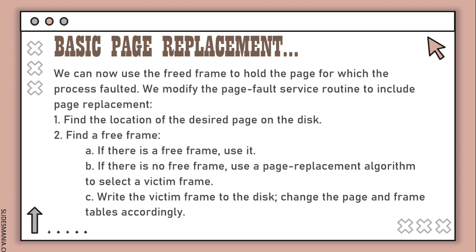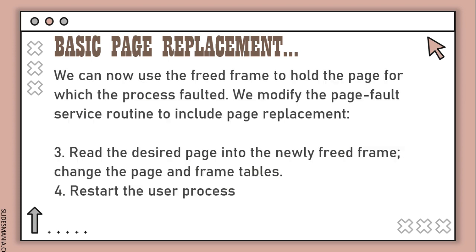First, find the location of the desired page on the disk. Second, find a free frame. If there's a free frame, use it. If there's no free frame, use a page replacement algorithm to select a victim frame. Write the victim frame to the disk and change the page and frame tables accordingly. Third, read the desired page into the newly freed frame. And last, restart the user process.